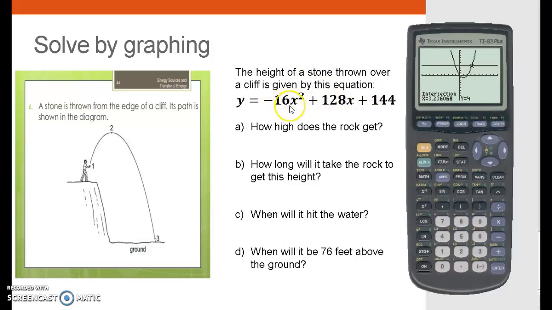So here's the force of gravity, negative 16x squared. It must be thrown with an initial upward velocity of 128 feet per second. What that means is if there was no gravity, it would go up 128 feet every second, but it would continue to go up and never come back down. It also means that when this person released the rock, it must have been 144 feet up in the air. That's the initial height of the rock when they threw it.